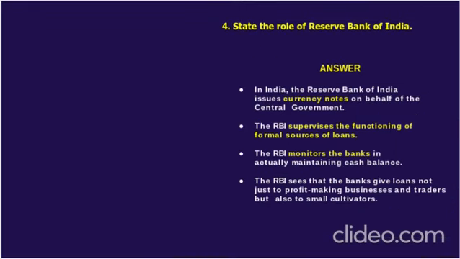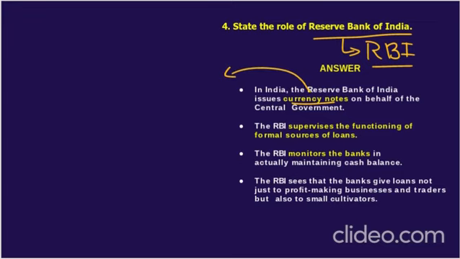Okay. Now, next question. State the role of the Reserve Bank of India. What is the Reserve Bank of India? RBI. Right? Now, in India, the Reserve Bank of India issues the currency notes on behalf of the central government. Currency notes means rupees, the notes which we get, 10 rupee, 50 rupee, then 1000 rupee, not 2000, sorry, 2000 rupee. Those are the currency notes. Where do we get them? Are they printed in stationery shops? No. It is a special kind of printing where it is printed in the RBI only, and they issue it on behalf of the central government.